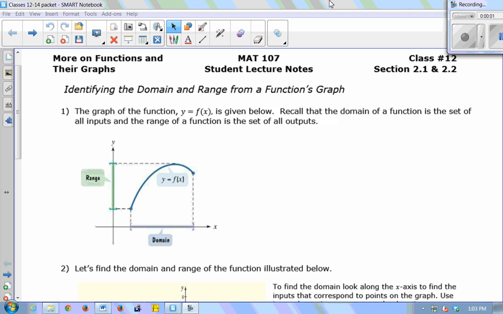Class 12, which is sections 2.1 and 2.2 in your textbook. So we're moving into chapter 2. We have learned what a function is, right? We talked about functions and function notation on Wednesday, so 1 week ago.